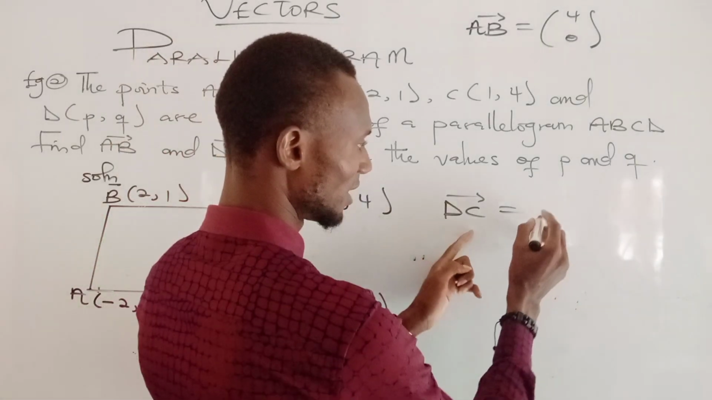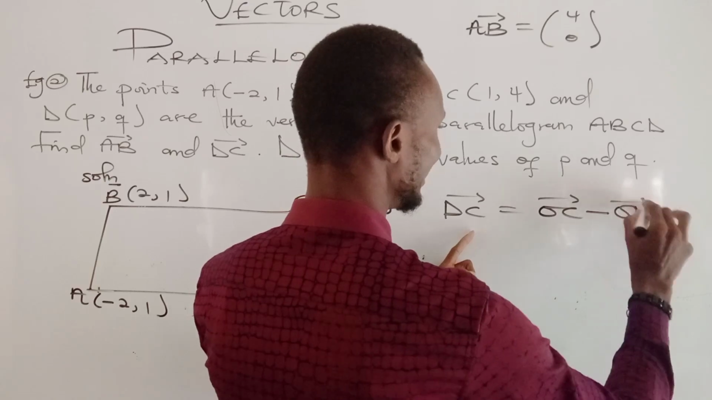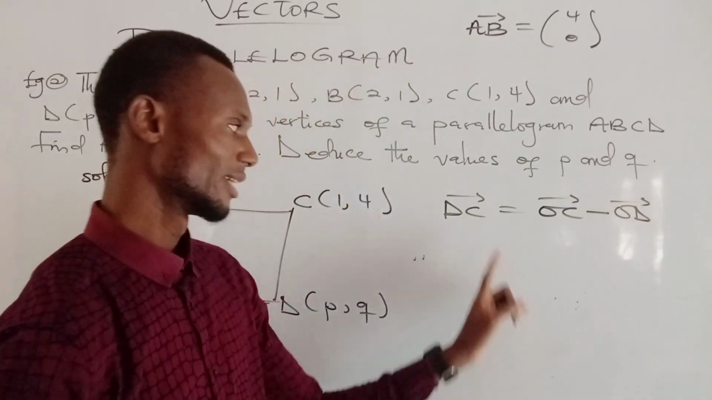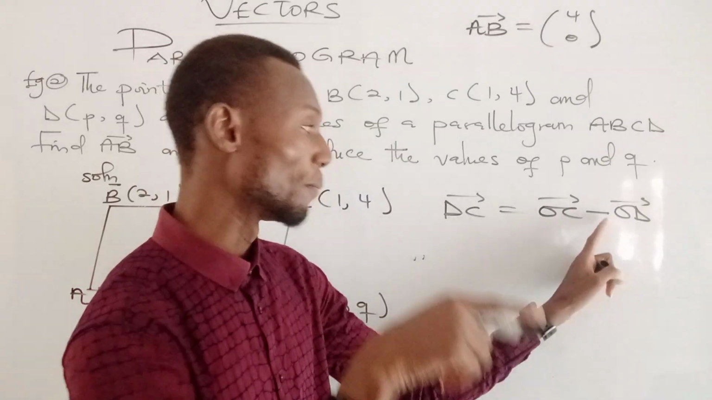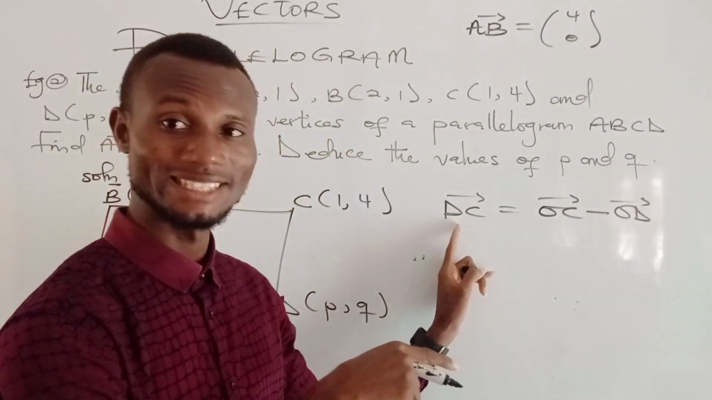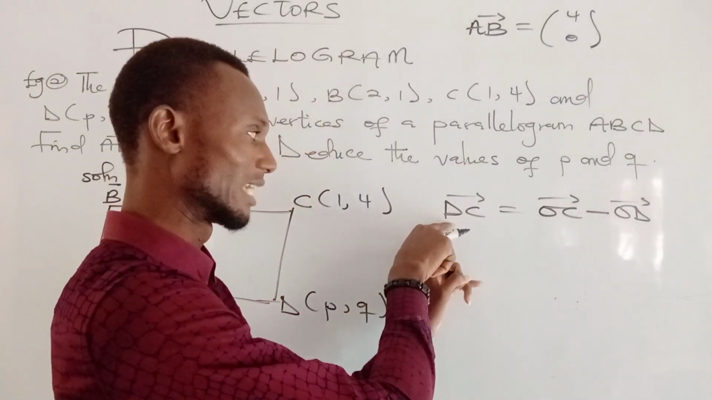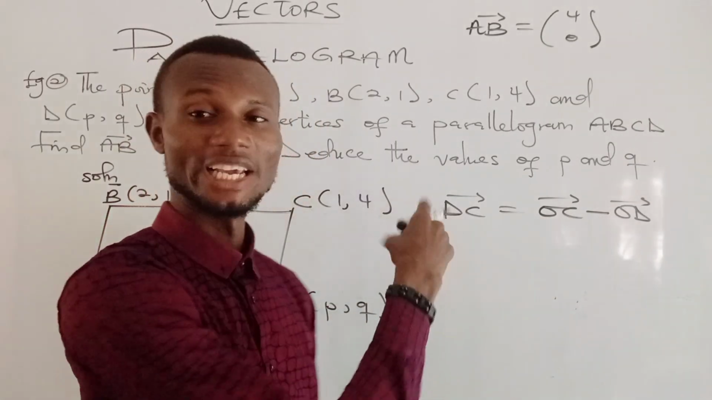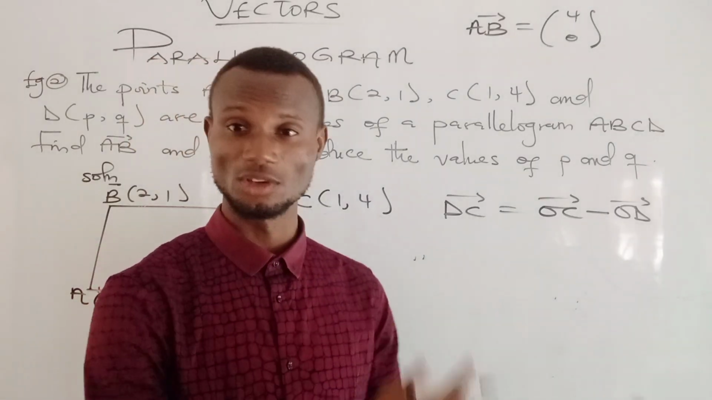Okay, so it's going to be OC minus OD. I hope you understand. The last letter is C, so its position vector will be OC, minus the first letter, D, whose position vector is OD. Then you just need to input your values now.